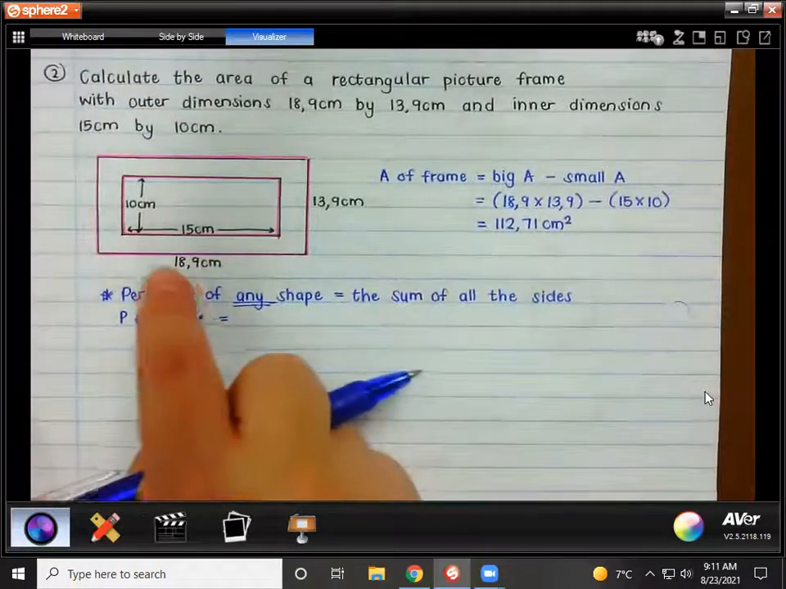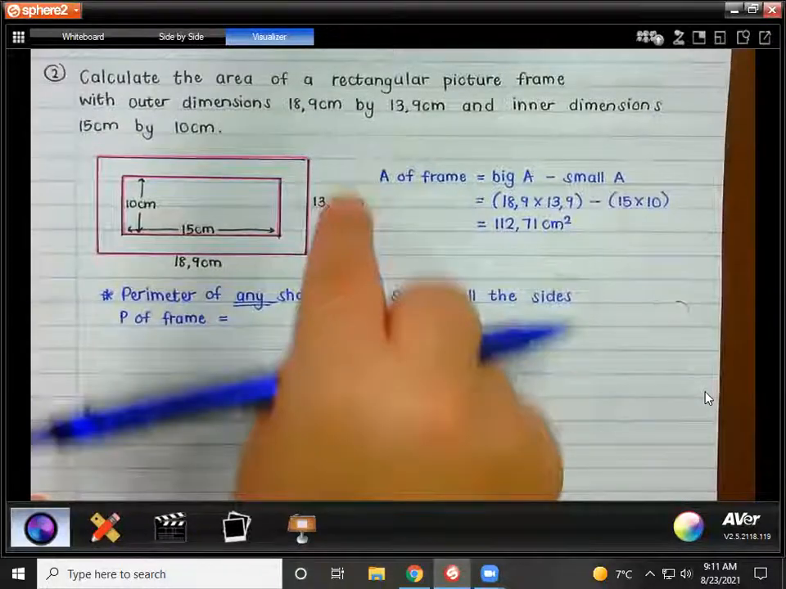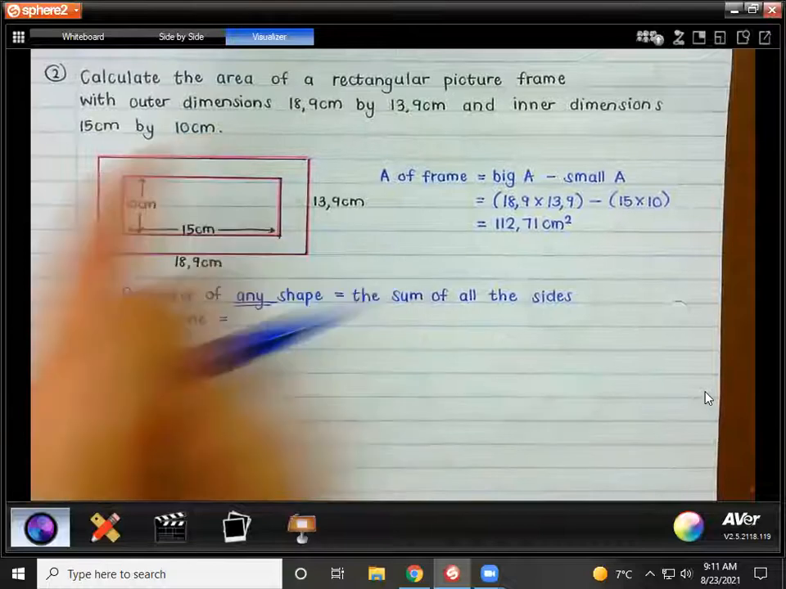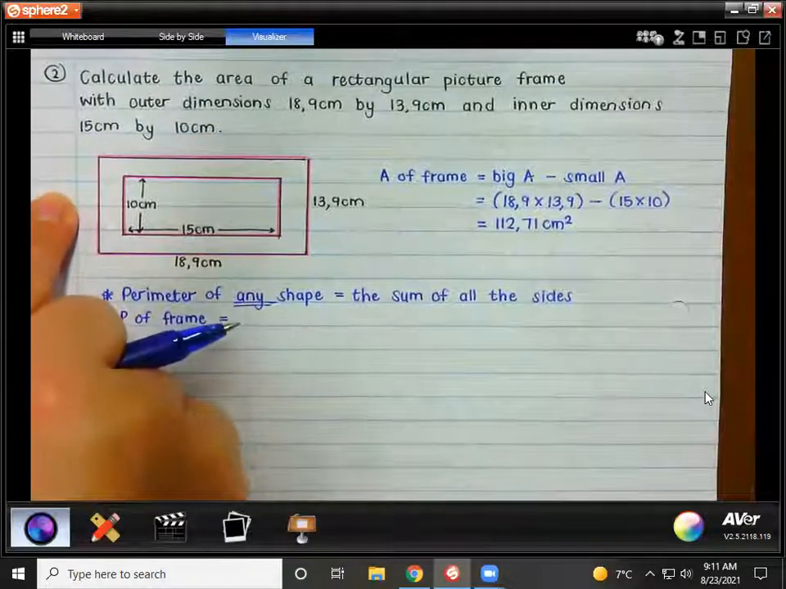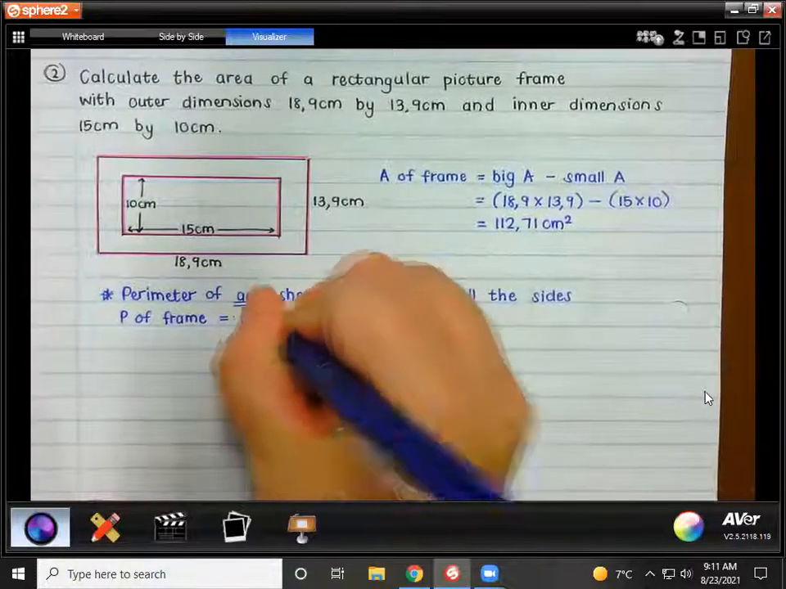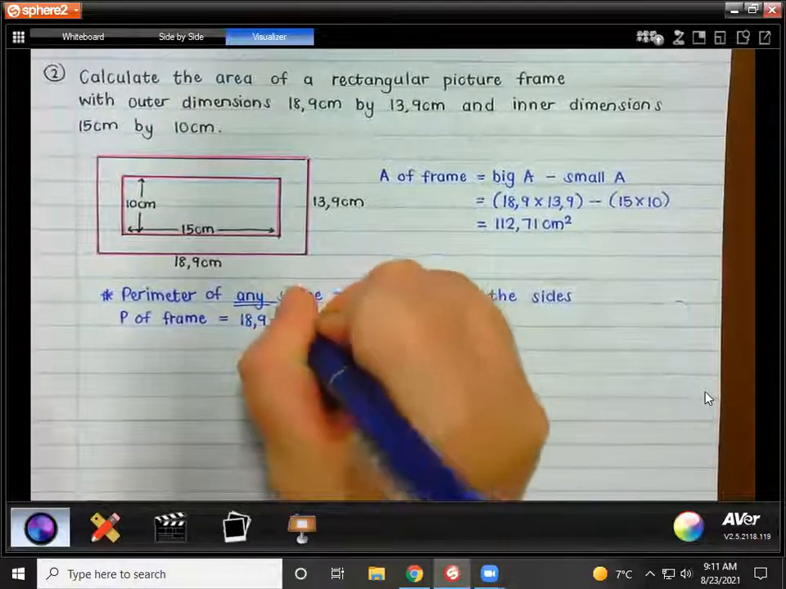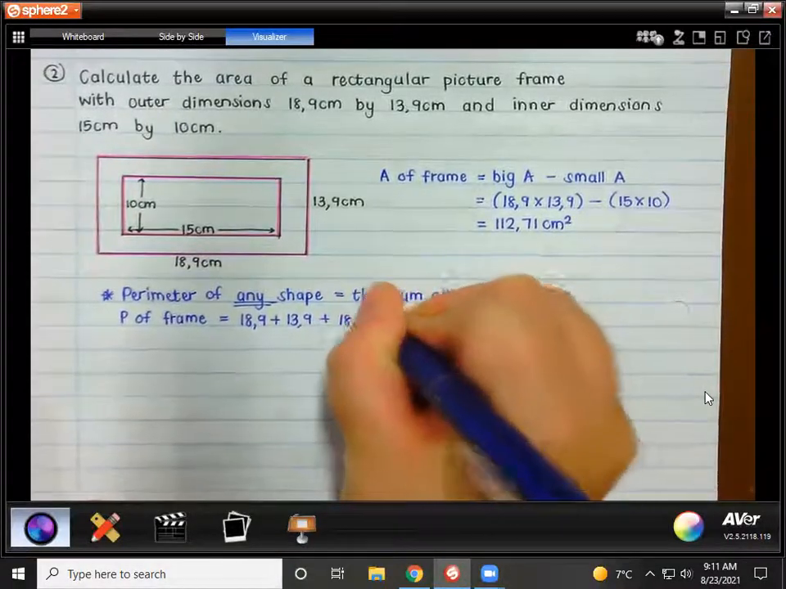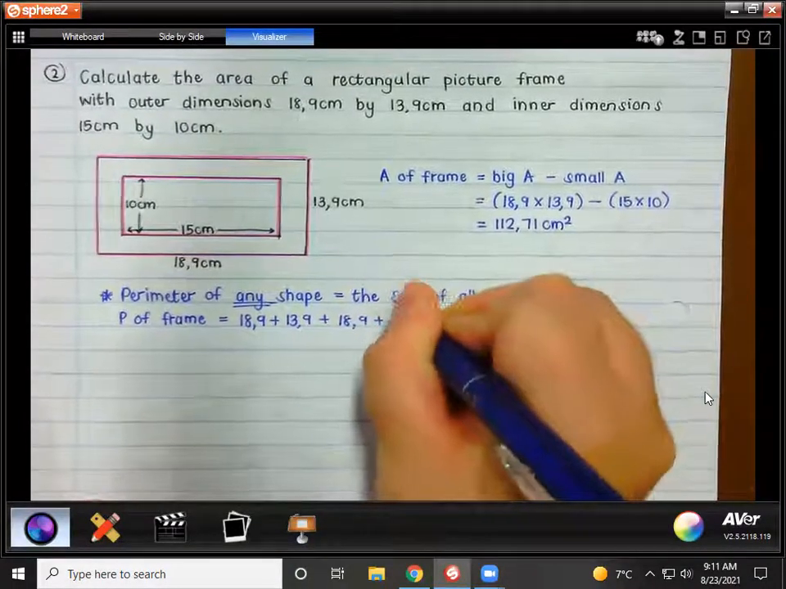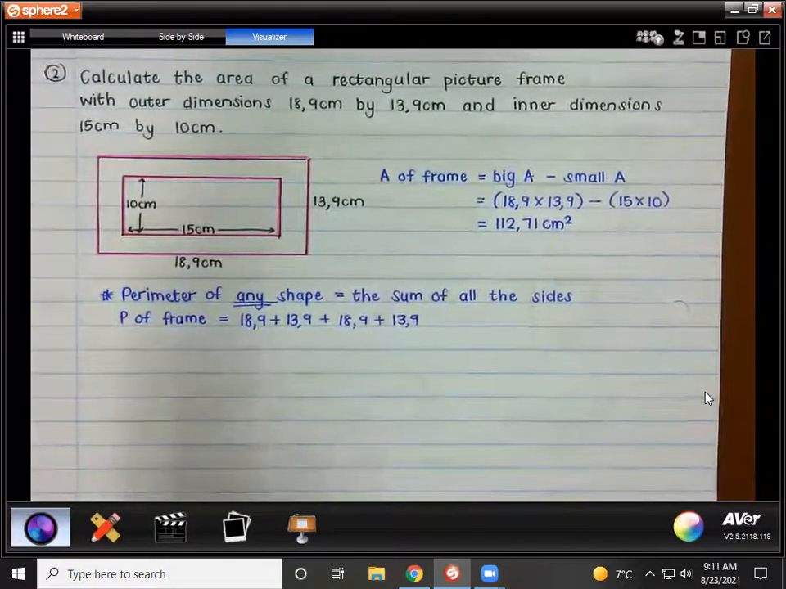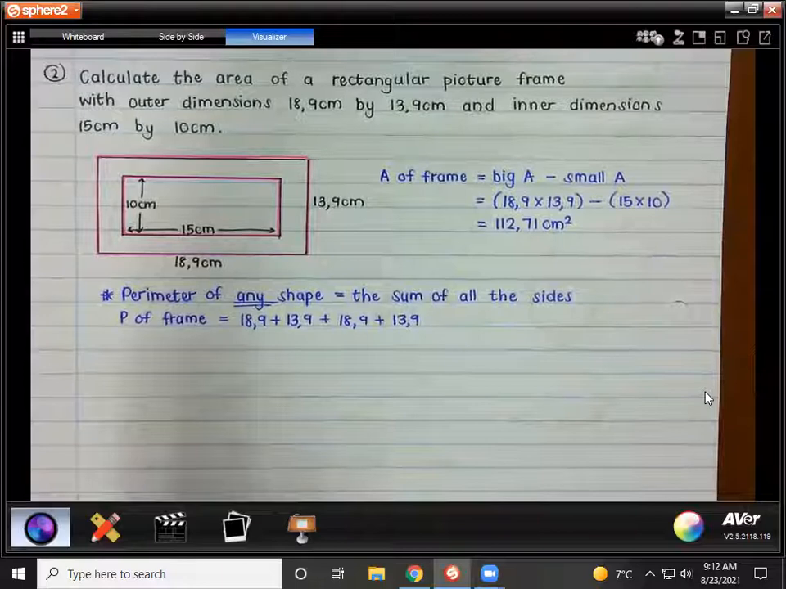So we have 18,9 plus 13,9. Isn't that one also 18.9 there at the top? And this one is also 13.9, right? So we have 18.9 plus 13.9 plus 18.9 plus 13.9, right? Those four. I'll show you now how you could write it in less terms. But that's perfectly fine, just adding all the four sides on the outside together.